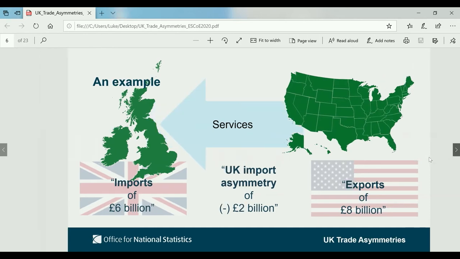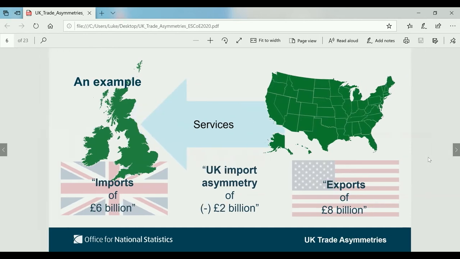And again, just to be clear, you can see from the other side, if the United Kingdom are importing services this time, and we estimate £6 billion of imports, whereas the United States estimate £8 billion of exports, you can see again from the UK's perspective, we have an import asymmetry of negative £2 billion.